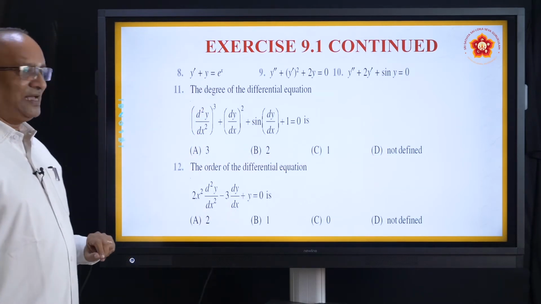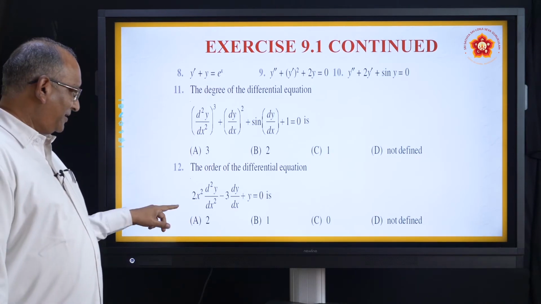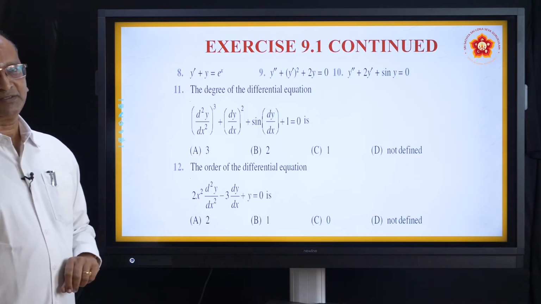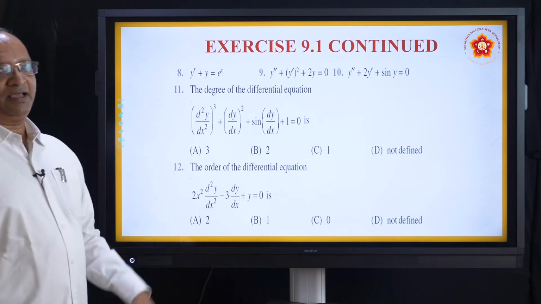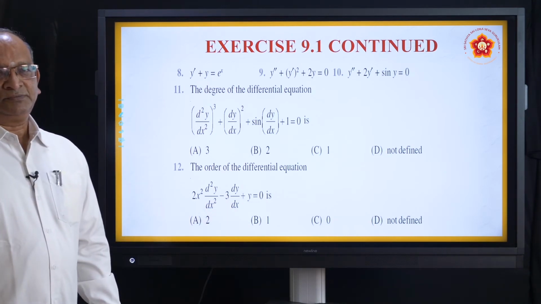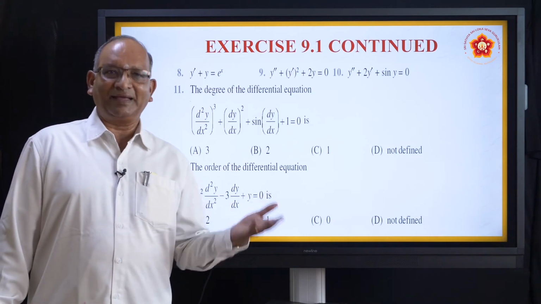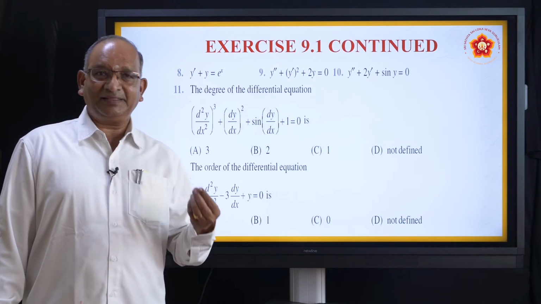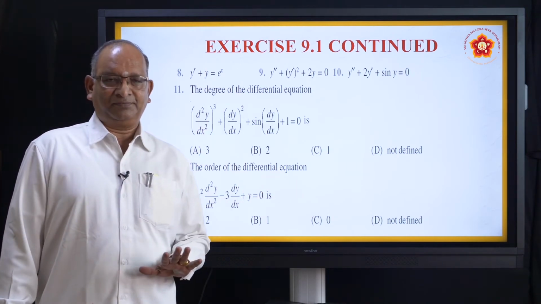Look at the last one. He is only asking the order. When he is asking the order, what is the highest order derivative? d2y by dx square. So what is the order? Second order. A is the answer. So it is as simple as that to define order and degree. And the good thing is that generally they ask a problem based on this as a 1 mark question.